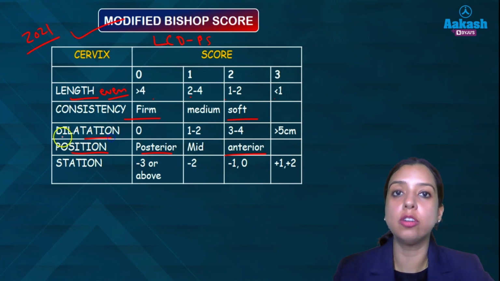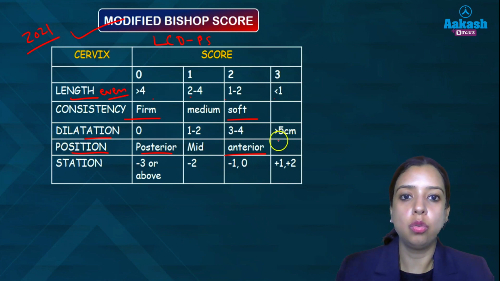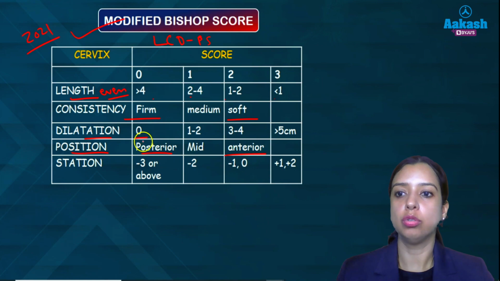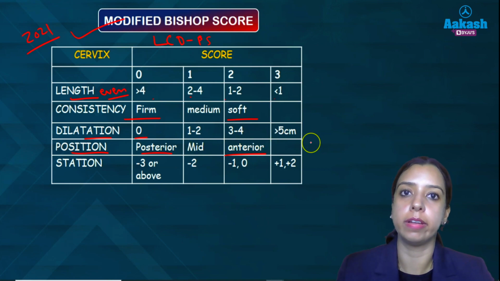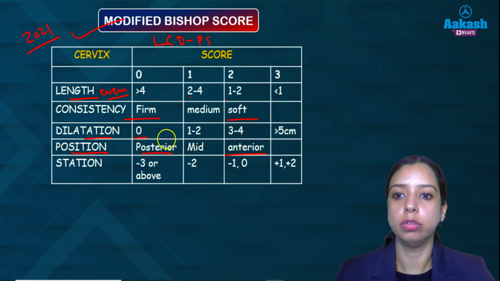Whereas dilation is a continuous number. More is the dilation, better is the score. You start with 0. So for 0 dilatation, 0 score. And now continuous variables: 0, 1 to 2, 3 to 4, more than 5. So this is how it goes for dilation.